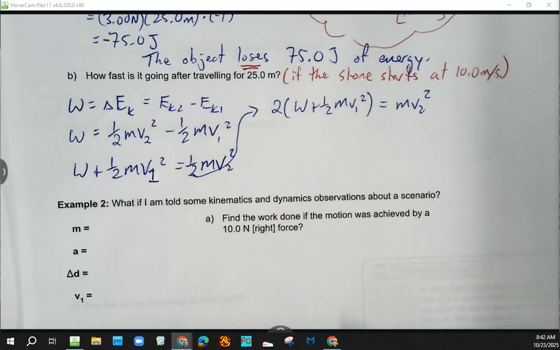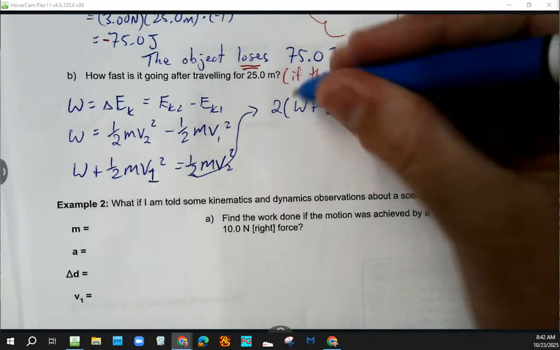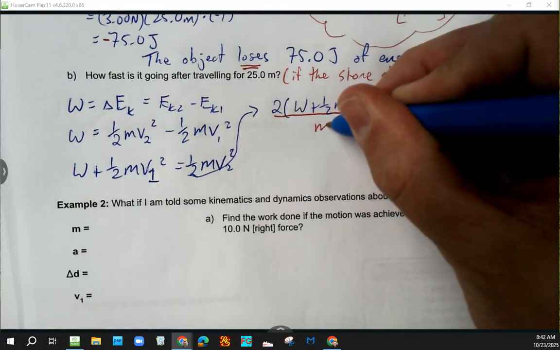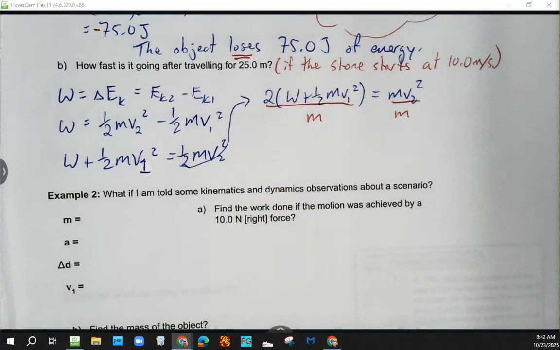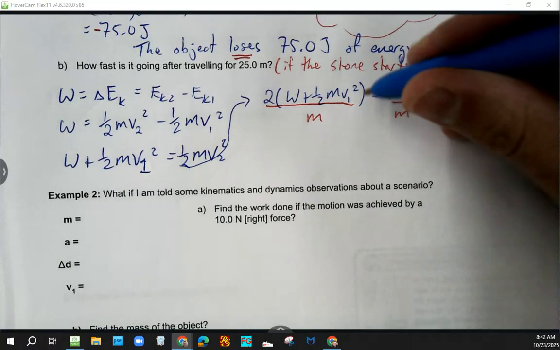Divide both sides by m. You know what, I'll just do it in red so I don't have to add an extra line here. And then what else should I do to not have to add an extra line? Square root both sides, yep.